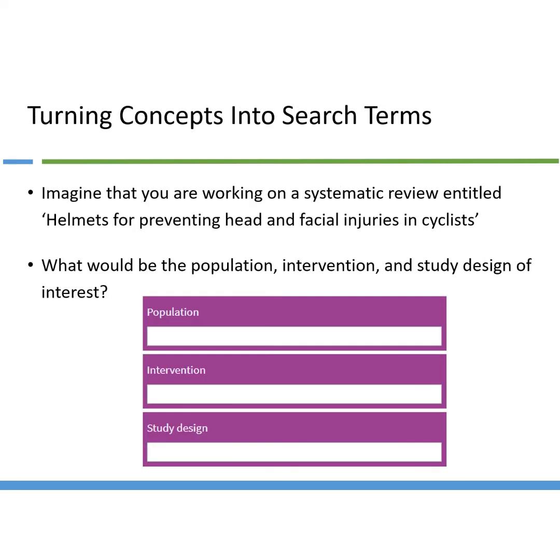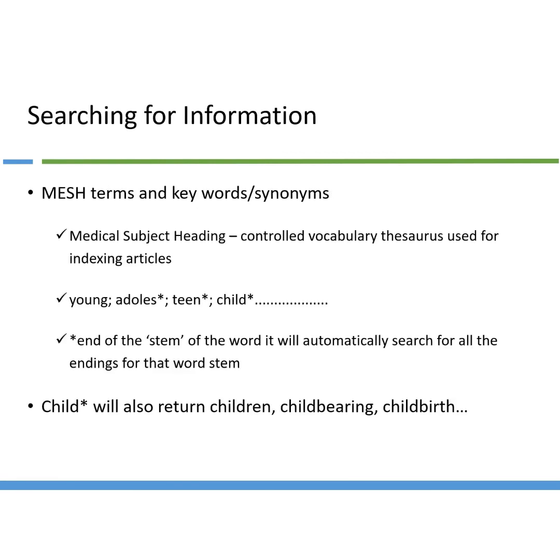You have to turn concepts into search terms. Imagine that you are working on a thematic review entitled Helmets for Preventing Head and Facial Injuries in Cyclists. What should be the population of interest? What's the intervention? So the population is cyclists, the intervention is helmets, and the study design could be RCTs. I'm not sure, but you should specify these and change the question into the possible keywords. You should have the MeSH terms and synonyms and the possible keywords.